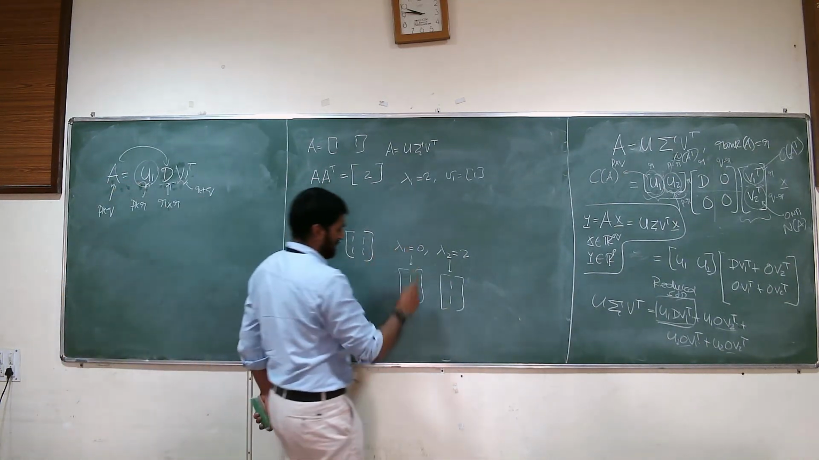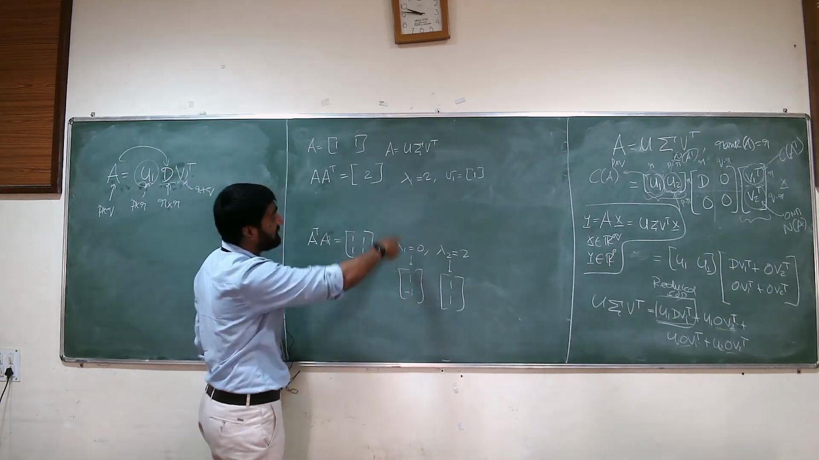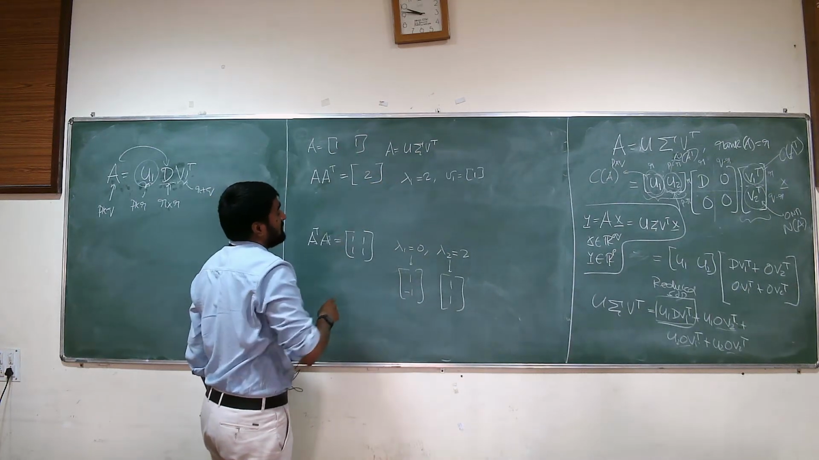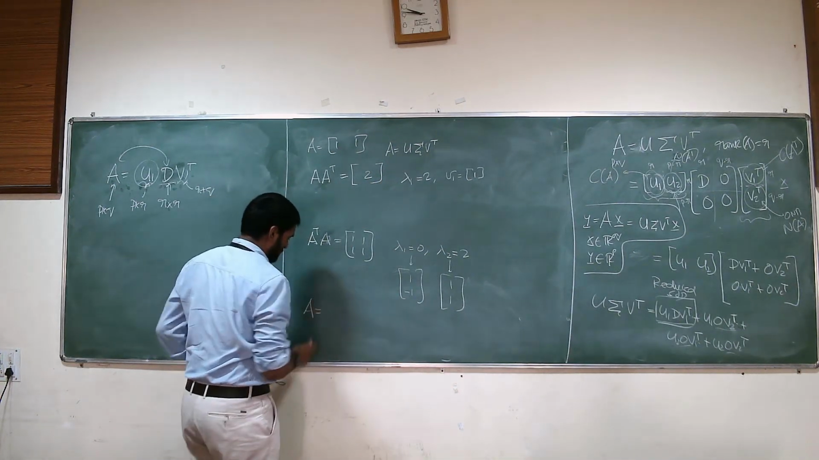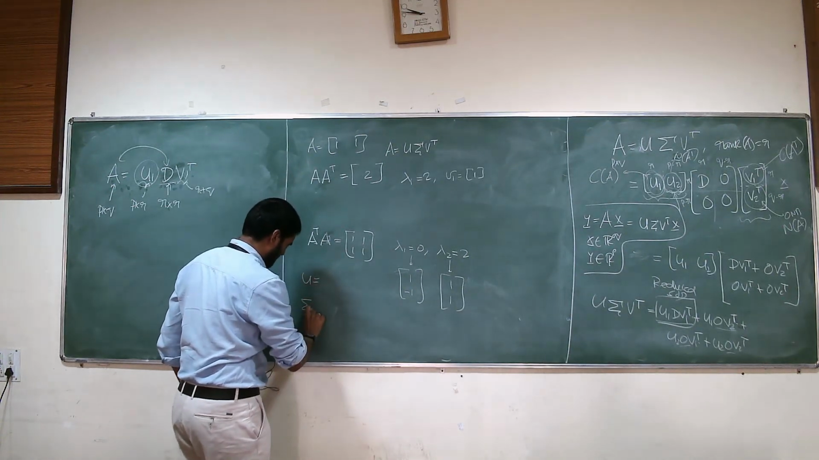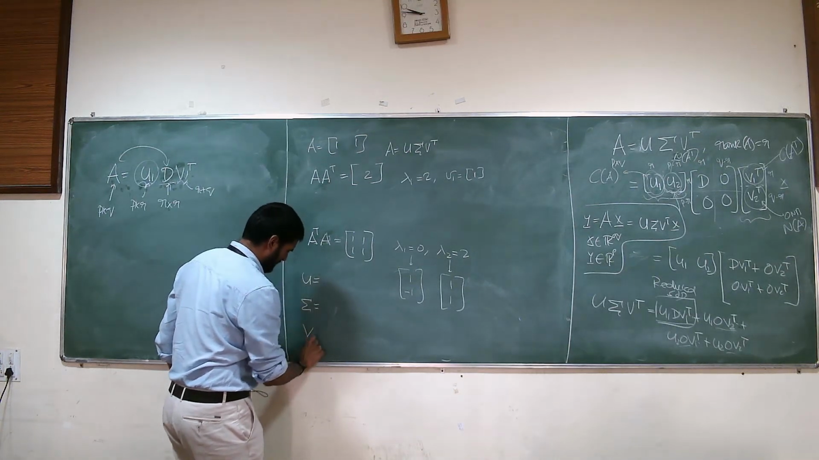Okay, all right. Now we have everything that we need to write the SVD of A. So what is the SVD of A? We'll write down these first. What is U? What is sigma? And what is V?